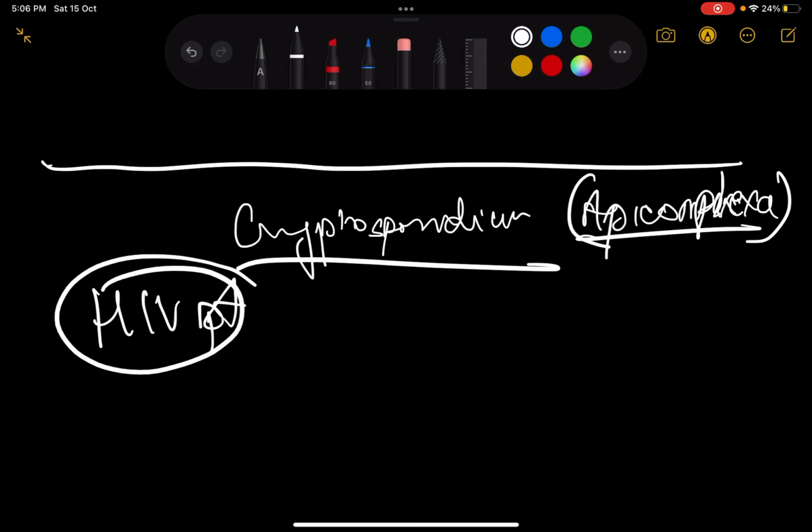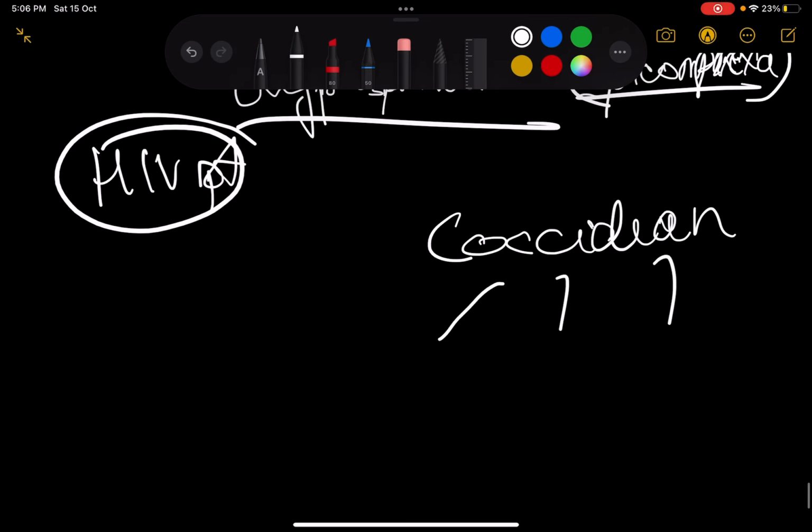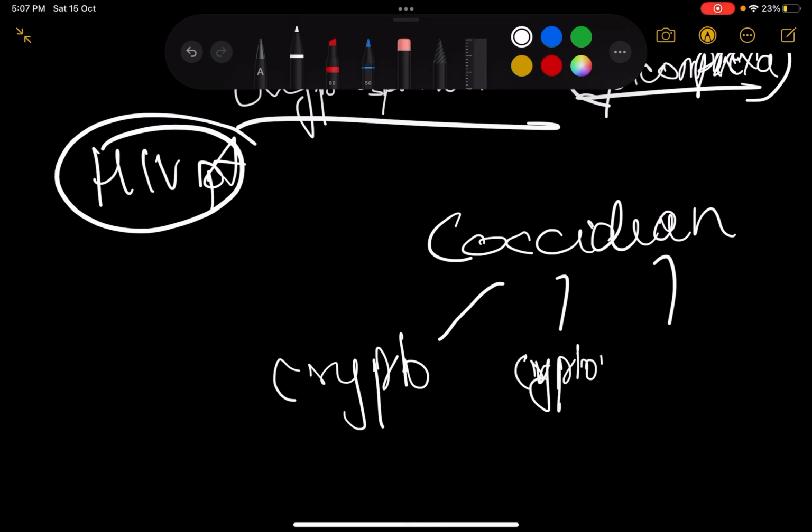Cryptosporidium is one of the parasites or protozoans of the coccidian group. So let's look at the other parasites of the coccidian group. One is Cryptosporidium, which we want to talk about right now. Another is Cystoisospora. And the last is Cyclospora. Cryptosporidium, Cystoisospora, Cyclospora.